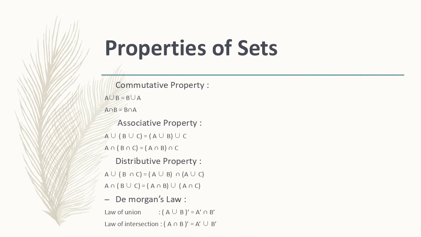Next is De Morgan's law. Law of union: (A union B) dash, representing the complement, equals A complement intersection B complement. Law of intersection: first we use the intersection sign on the left hand side. (A intersection B) complement equals A complement union B complement.